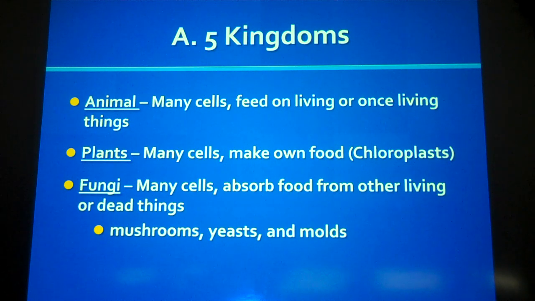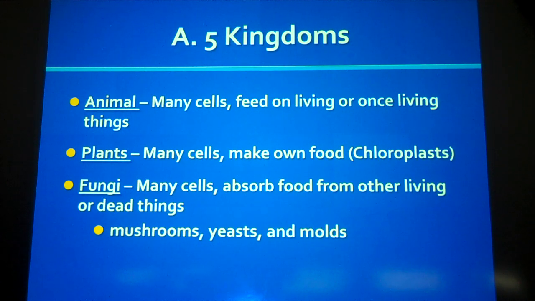Then plants. Plants also are many-celled, but they make their own food. Plants make their own food because they have a part of their cell called chloroplasts. And that's what differentiates between an animal cell and a plant cell, is plants have those chloroplasts. So they can actually make their own food. They can't get up and walk over to the refrigerator, get their own food, or go through the Wendy's drive-thru to get their own food. They make it with those chloroplasts.